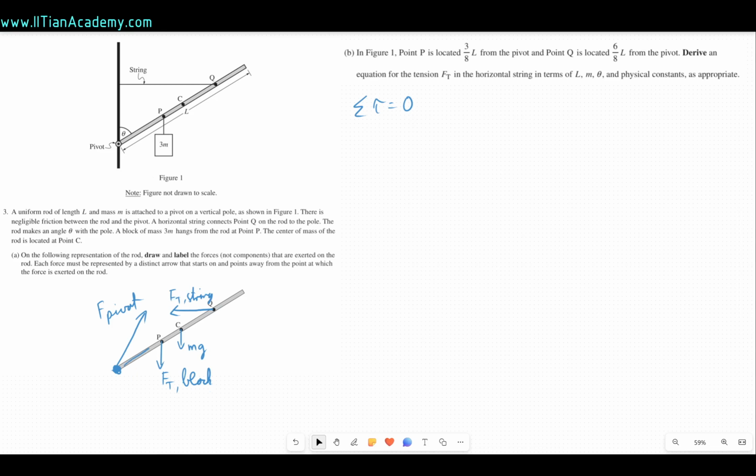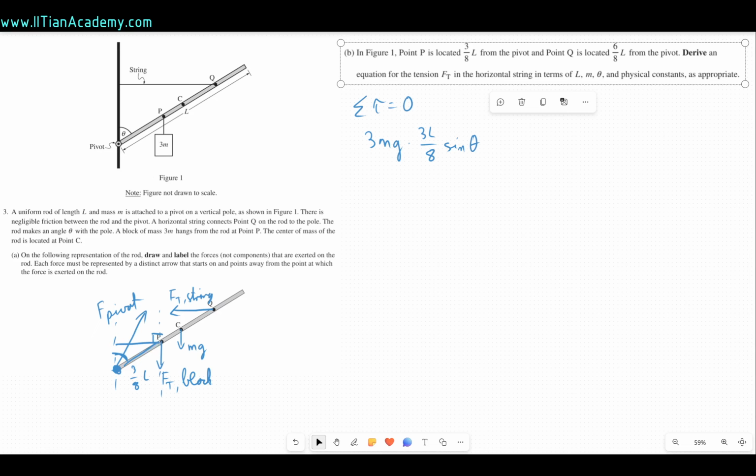We're told the distance from the axis to P is 3 over 8L. And so what we can say is that the torque is simply going to be the force, which is 3 times m times g, and then times this distance from the force to the pivot. So we need this perpendicular distance here. If we know that this angle is theta, then it will be 3L over 8 times the sine of this theta, as we need this perpendicular distance.